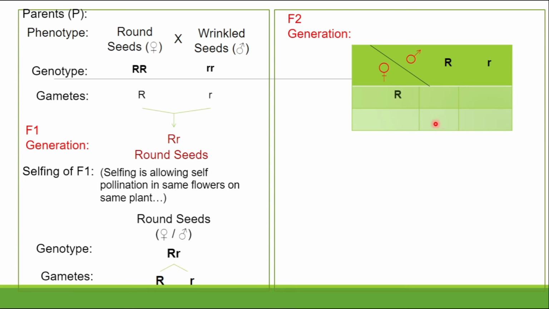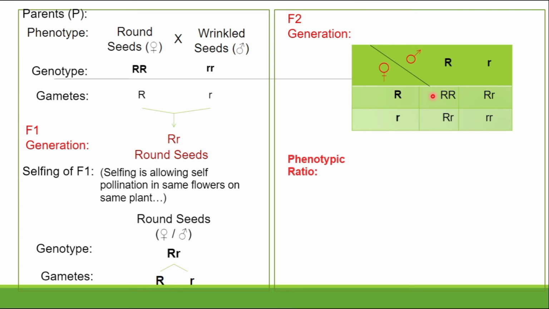That is, capital R crossed with capital R, giving capital R capital R. Then the next one, capital R crossed with small r, obtaining capital R, small r. And the third condition is what? That is capital R and small r. And what's the last one? Yes, that is small r.